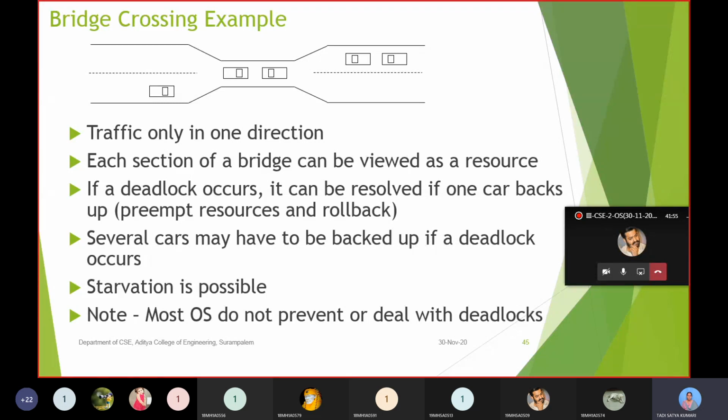So whatever Windows operating system we are using, and Linux, Unix, so many operating systems we are using, most of the operating systems don't provide any mechanism for dealing with deadlocks.